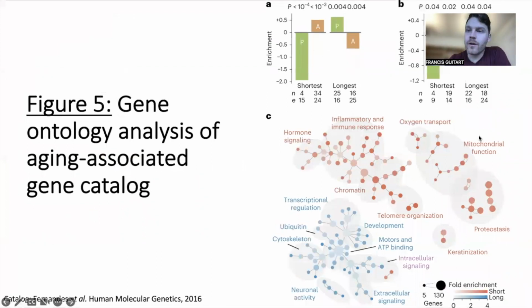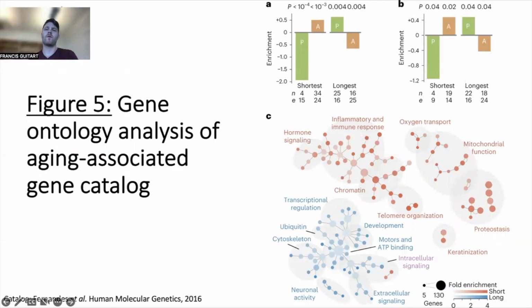The last figure of this paper looks at a particular catalog of genes that are associated with aging, either related to pro-longevity or anti-longevity, which was gathered and compiled by Fernandez et al. in Human Molecular Genetics in 2016.